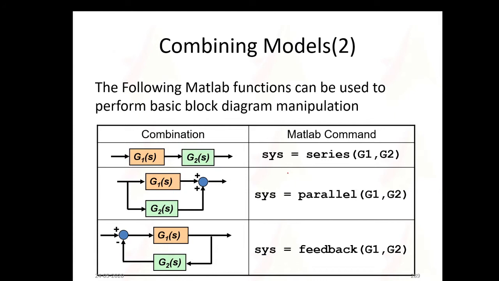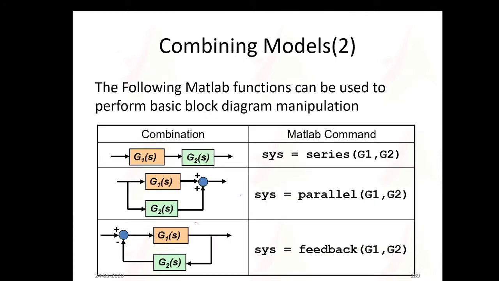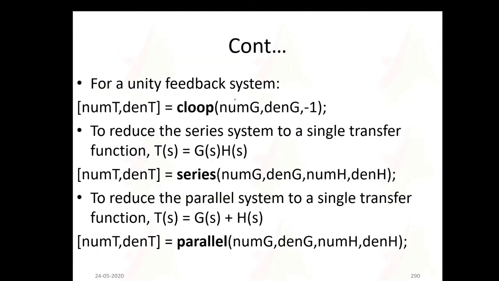So if you are having another G3 of S, no issues. You can give the series of G1, G2, G3. Here we are having three parallel systems, you can give it. Okay. And you can see here, the C loop is the unity feedback. In feedback, we have some transfer function available. You are having the unity feedback.